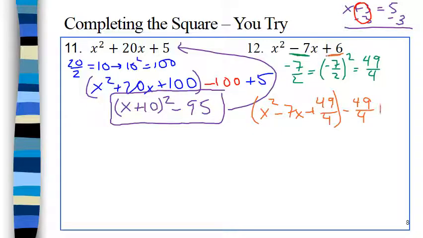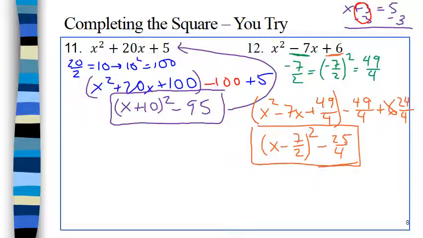Don't forget about the plus 6. So now this equation here has the same value as this equation here. So let's simplify. X minus 7 over 2, quantity squared, minus 49 fourths plus 6. So I can change 6 to 24 over 4. So negative 49 over 4 plus 24 over 4 is negative 25 over 4. And there is my completed square.